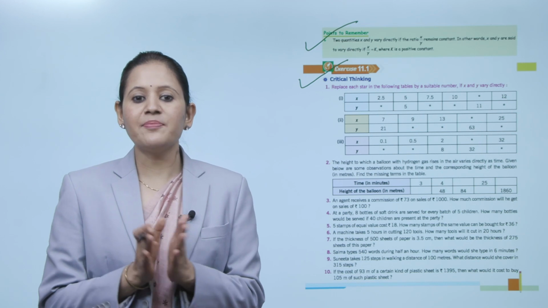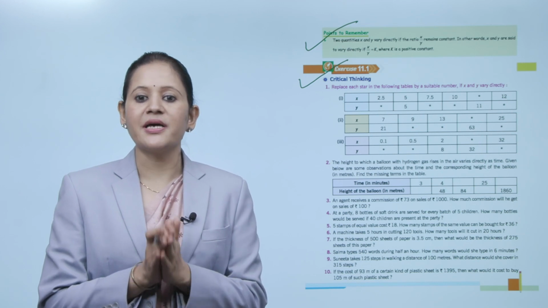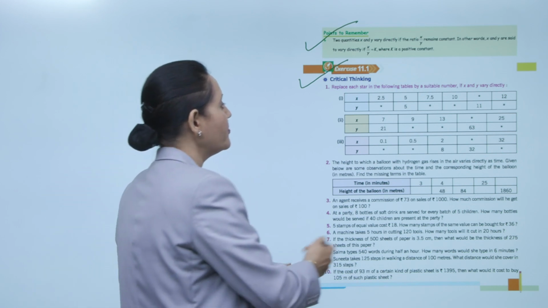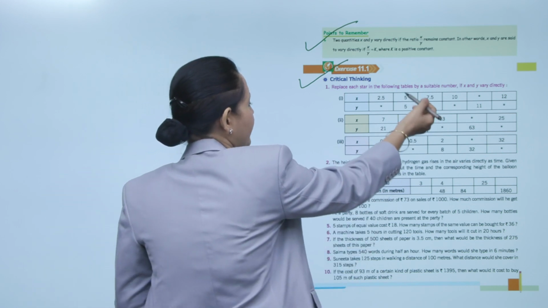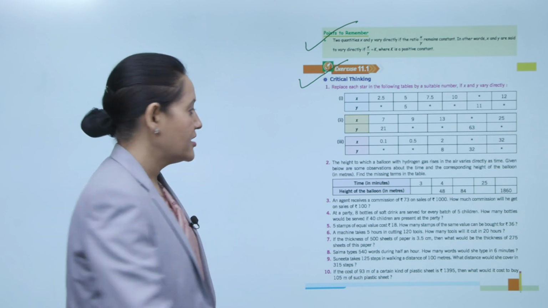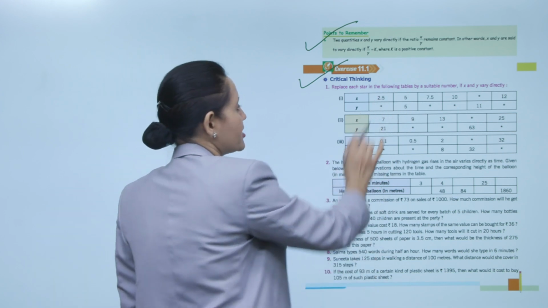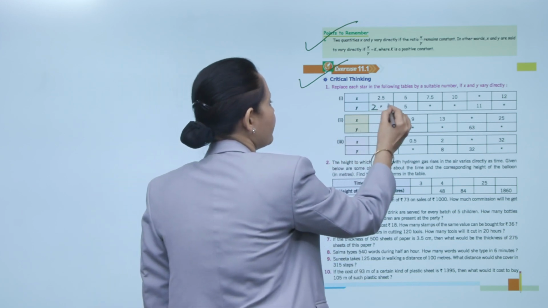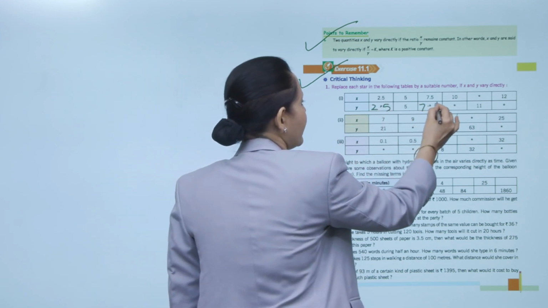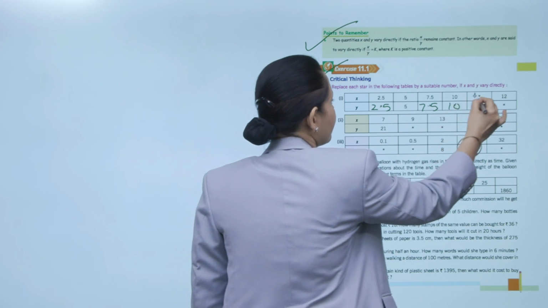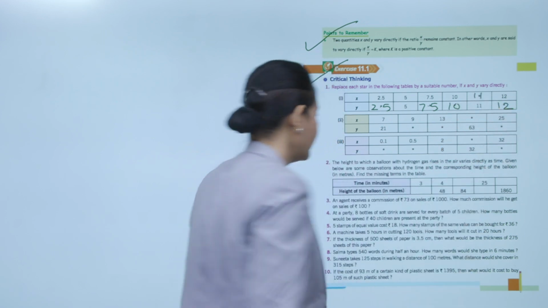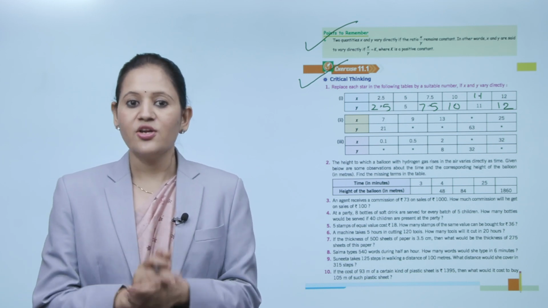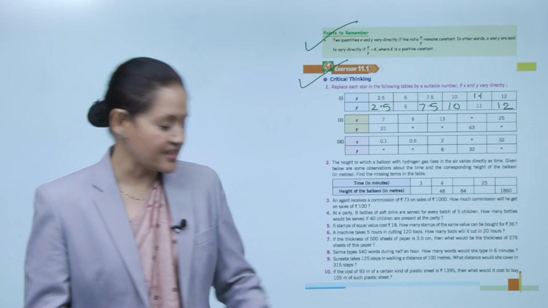Critical thinking. Replace each star in the following table by the suitable number if x and y vary directly. So 5, 5. The ratio of x and y is constant if they vary directly. So here 2.5, 7.5, 10, 11 and 12. So this is how the ratio will remain constant if they vary directly. Practice all the questions of this exercise.